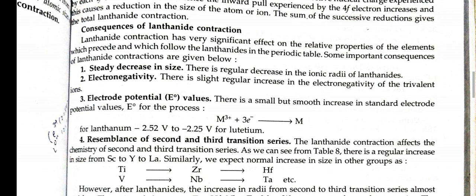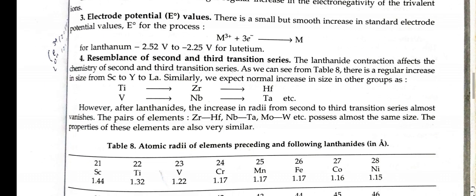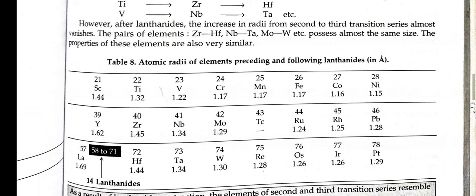As we can see from the table, there is a regular increase in size from Sc to La. Similarly, we expect a normal increase in size in other groups. However, after the lanthanides, the increase in radii from the second to the third transition series almost vanishes. The pairs of elements Zr and Hf, Nb and Ta, Mo and W, etc. possess almost the same size. The properties of these elements are also very similar.